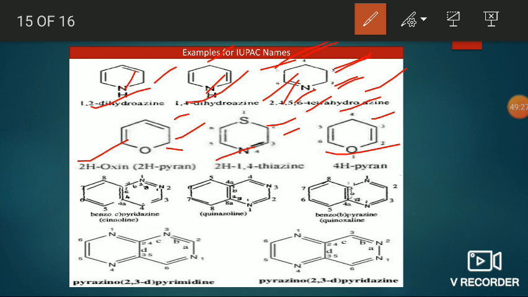These compounds are examples of condensed heterocyclic compounds. They may be carbocyclic or heterocyclic. The first three are examples of carbocyclic or benzo-fused heterocyclic compounds. These are examples of pyrazine-fused heterocyclic compounds. Here one ring is pyrazine and the other one is different. Go through all these examples of IUPAC nomenclature.